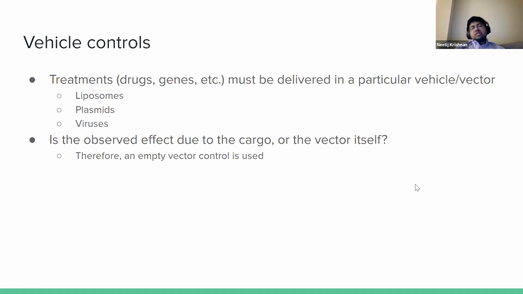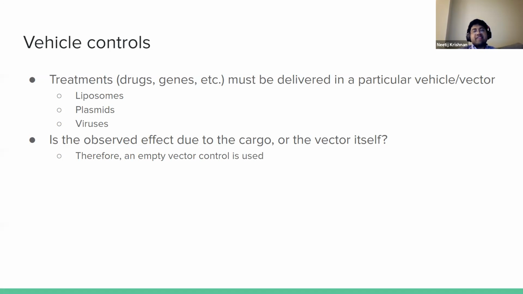Okay, vehicle control. So you'll often see in experiments when they're delivering a drug or a gene into a cell or an organism, they'll use a particular vehicle or vector. That can be like a liposome or a plasmid or a virus. When they're looking for an effect of that drug or that gene, they want to make sure that the effect is due to the actual cargo, the gene or the drug, not the vector, the liposome, plasmid, or virus. So they always include a trial with an empty vector control.